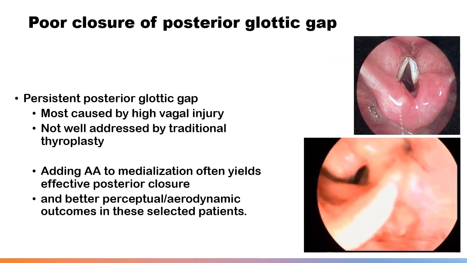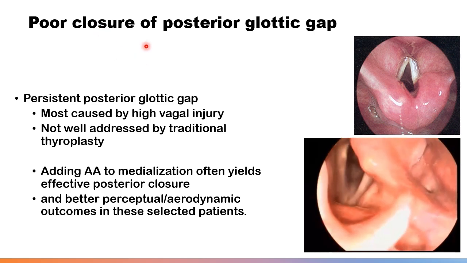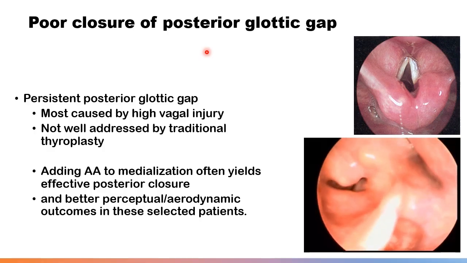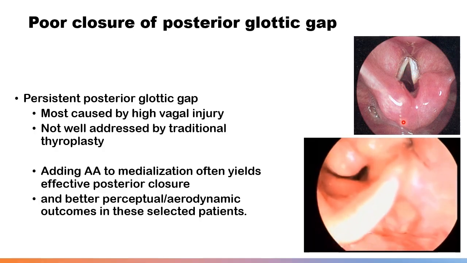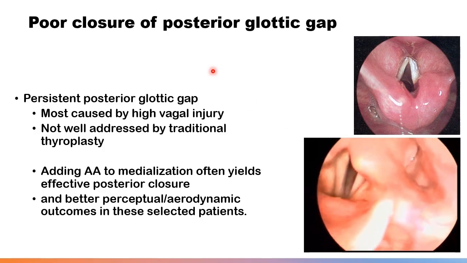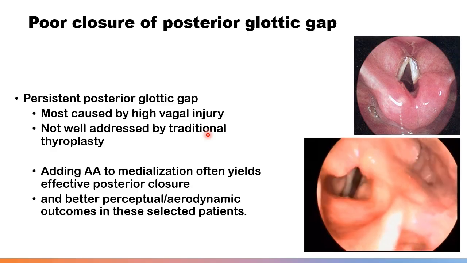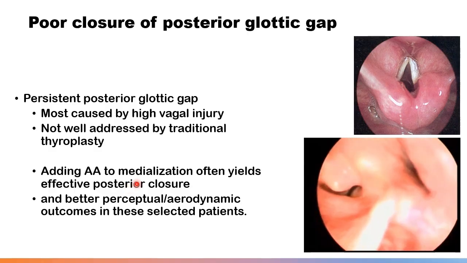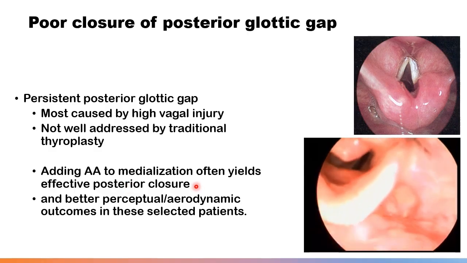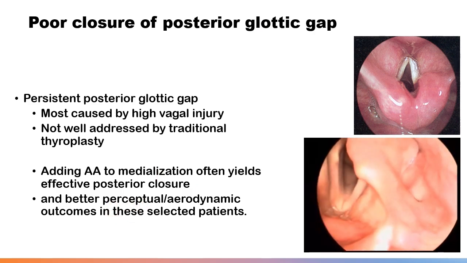But the prime indication for this type of operation is this poor closure of the posterior glottic gap. This posterior glottic gap is not addressed well with other techniques, including type 1 thyroplasty. In these cases, arytenoid adduction procedures would offer a much better technique for effective posterior glottic closure and better functioning in terms of aerodynamic outcomes and better voice perception as well.